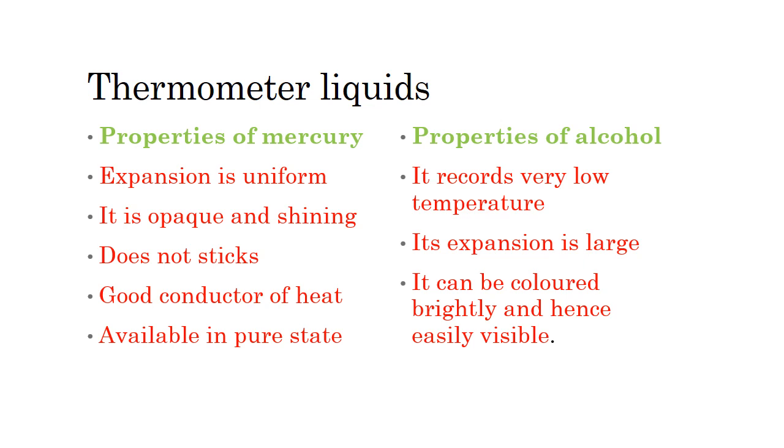What are the liquids used in thermometers? Mercury and alcohol. Very good. Why is mercury used? Then you have to write all these five points: expansion is uniform, opaque and will shine, does not stick to objects, good conductor of heat, and available in a pure state. Understand these things? If you learn well, you will know this lesson very well. Understand, children?